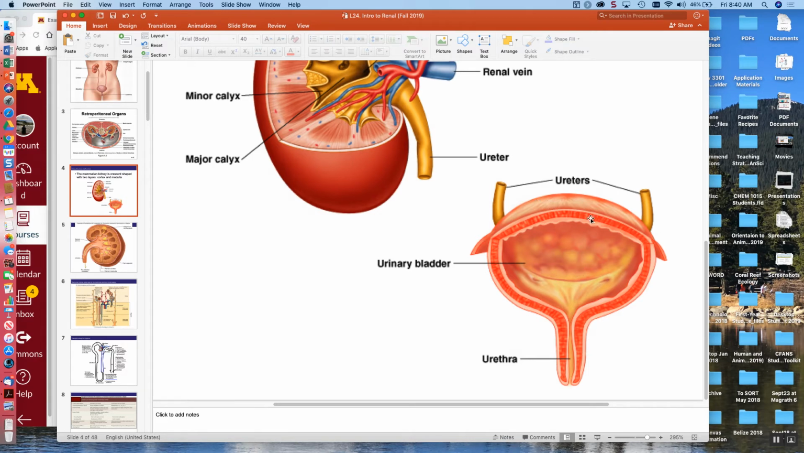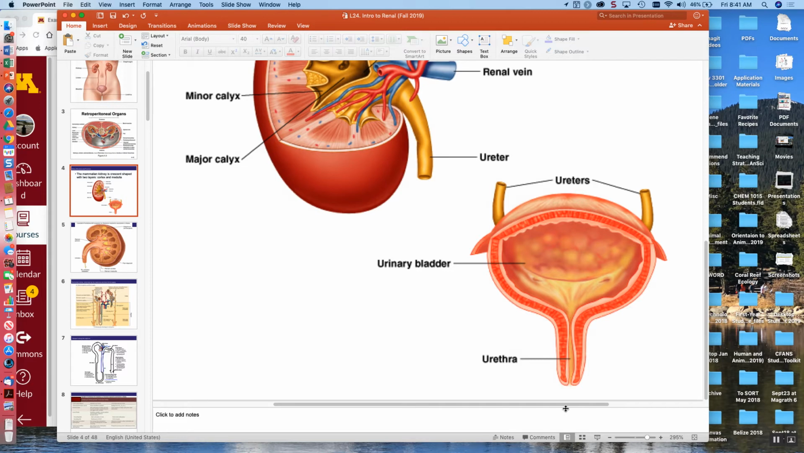And the bladder has a lot of smooth muscle associated with it. During urination, the fancy name for which is micturition, the smooth muscle that surrounds the bladder contracts and then eliminates the urine through the urethra and out of the body. Through the urethra and then out of the body.